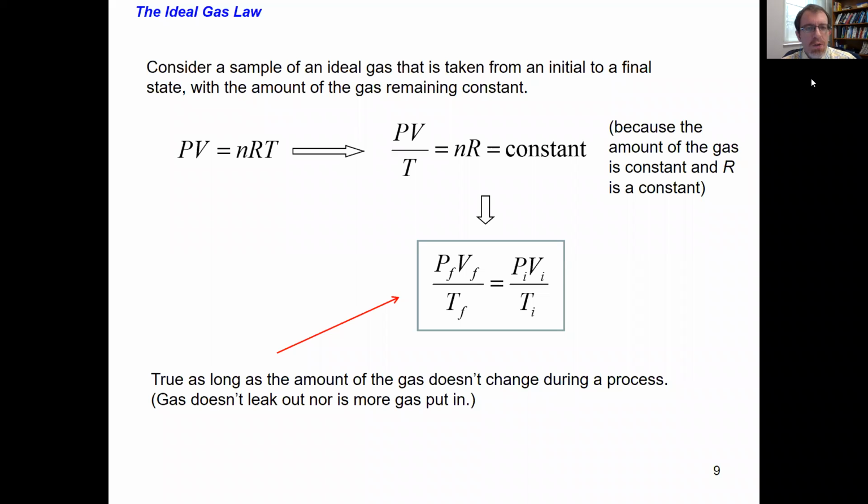Okay, so here's part two of my ideal gas law presentation, I guess. So in this particular part, we're going to imagine that we've got some container of gas.